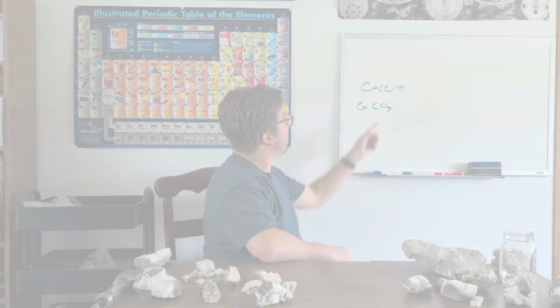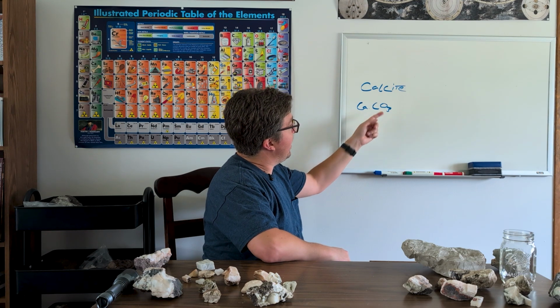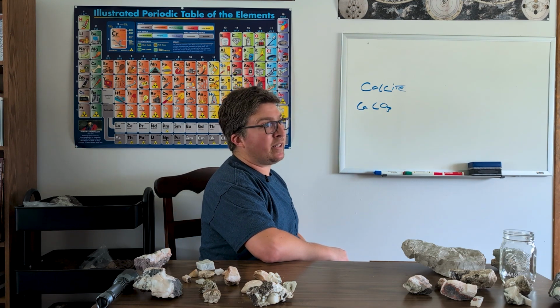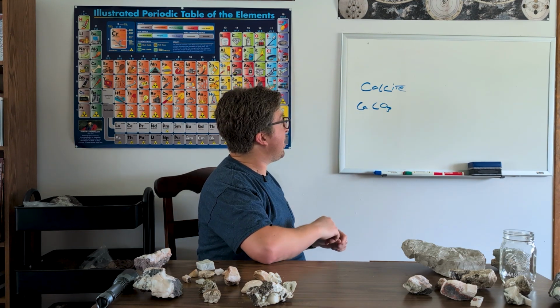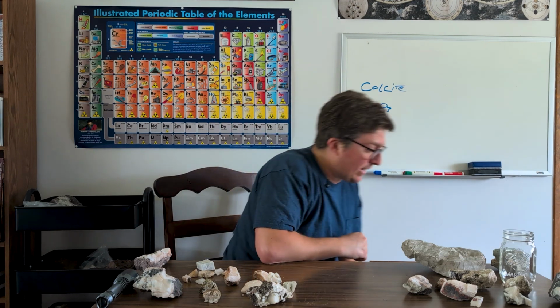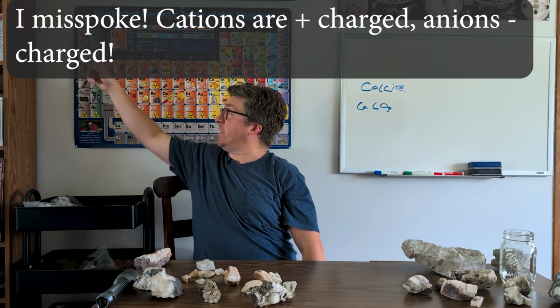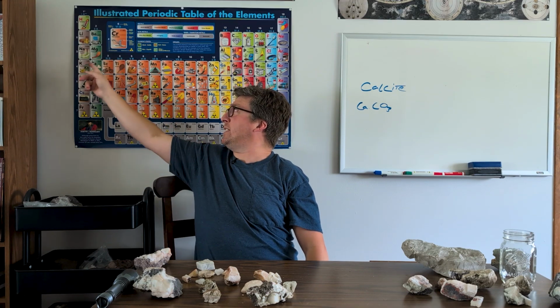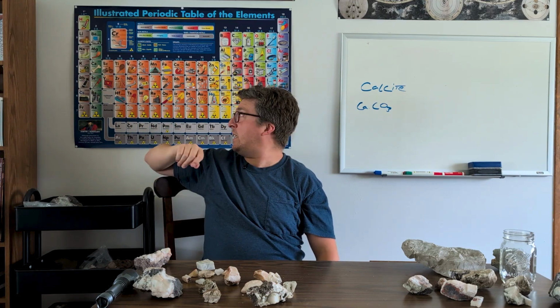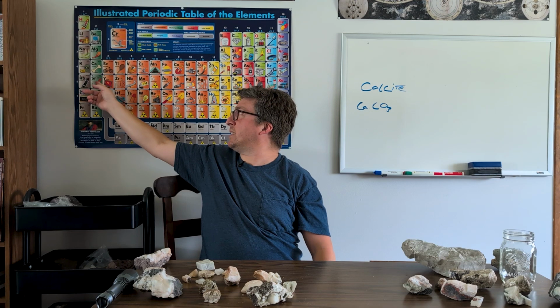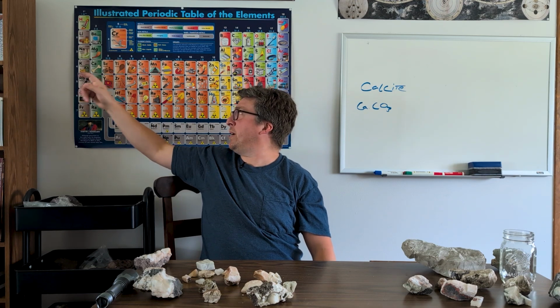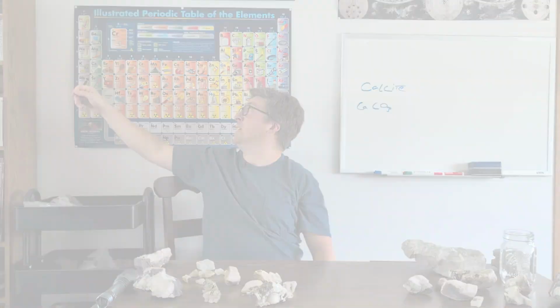Calcium carbonate. Carbonate, though, is a negative ion, and so it likes to bond with positively charged cations, especially ones from this side of the periodic table here, your magnesium, your calcium, and strontium, which is a much less common element on Earth, but you can get strontium carbonate.